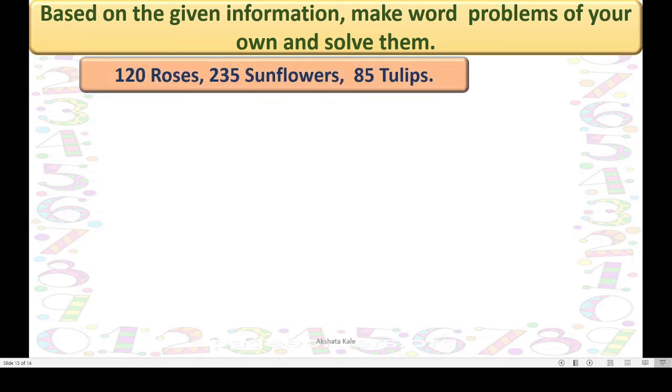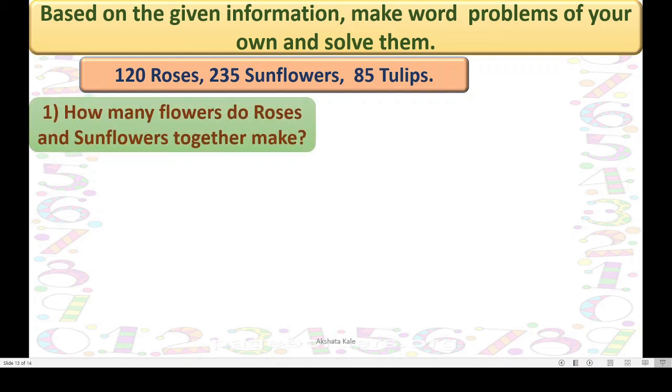See this. Based on the given information, make word problems of your own and solve them. Here some information is given. Read this. 120 roses, 235 sunflowers and 85 tulips. Only this much information is given. We have to make word problems. Okay, we have to make word problems and we have to solve them. Okay, let us try.